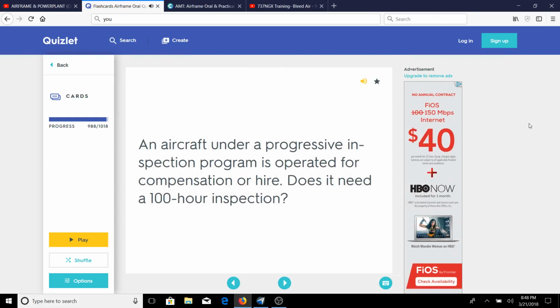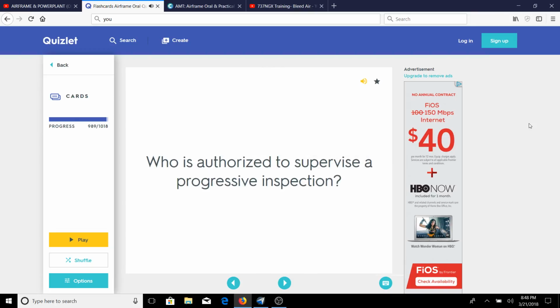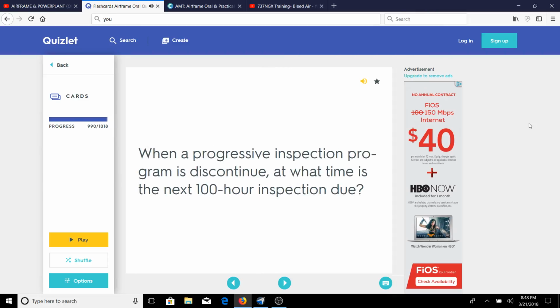An aircraft under a progressive inspection program is operated for compensation or hire. Does it need a 100-hour inspection? No, progressive inspection replaces 100-hour inspections. Who is authorized to supervise a progressive inspection? Certificated A&P mechanics with an inspection authorization, as well as certified repair stations or the aircraft manufacturer. When a progressive inspection program is discontinued, at what time is the next 100-hour inspection due?